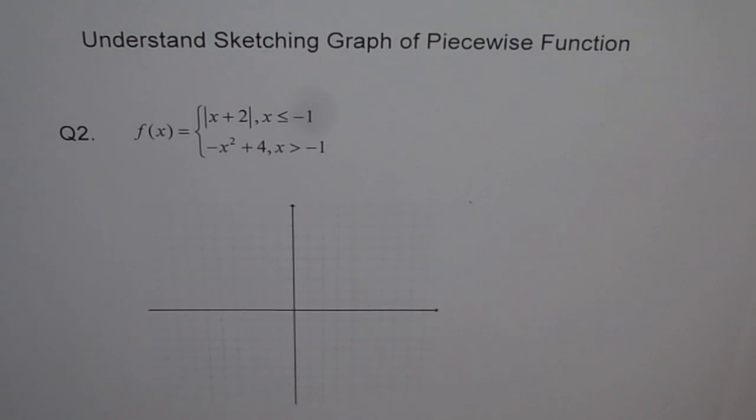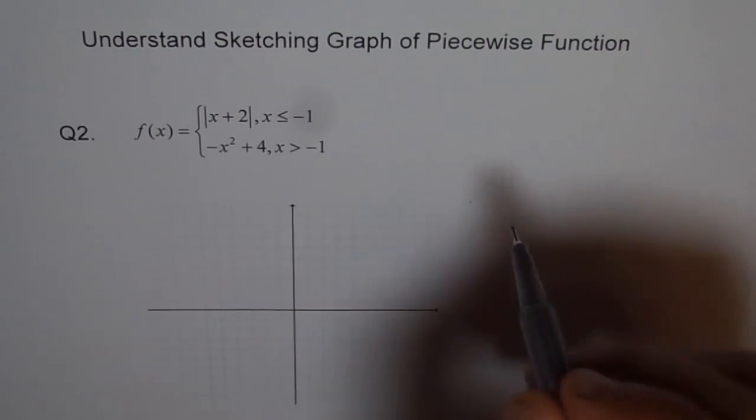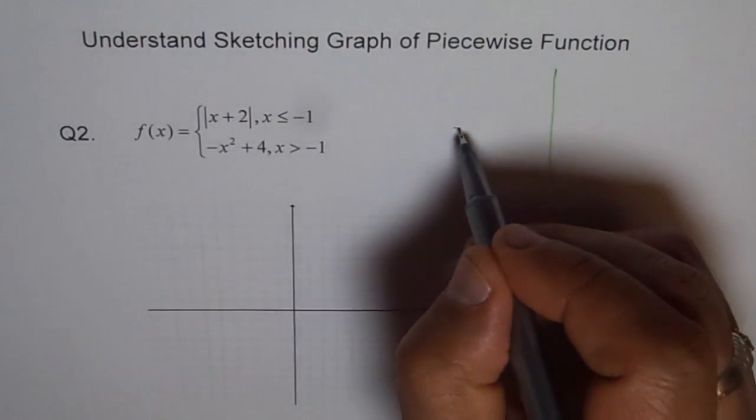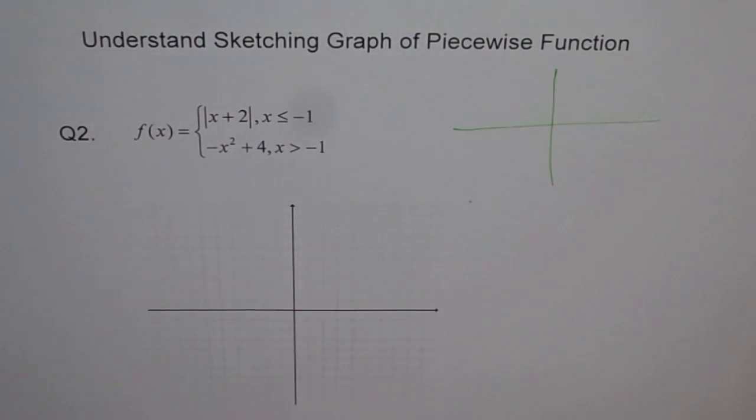Here is question number 2, which will help you to understand how to sketch a piecewise function, right? Now, let's figure out a strategy for this. So let's do some rough work. This rough work I'm doing only to explain how to do the problem, and then we will do it again, right? So that's kind of a review of the same thing, okay?